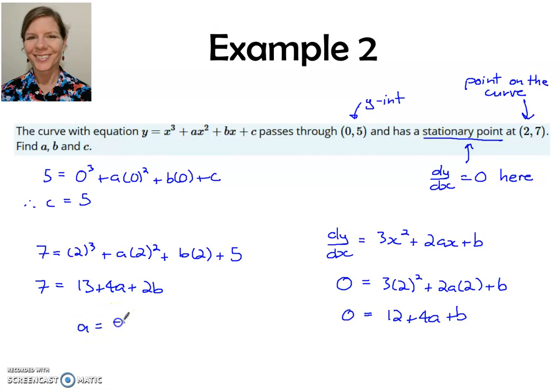So a will give you minus 9 over 2, b is 6, and we already know that c is 5 from there. Okay, so the question says find a, b and c, so this is sufficient. You don't need to restate the equation with these values in, as long as you've got a equals negative 9 over 2, b equals 6 and c equals 5, then that's good enough.